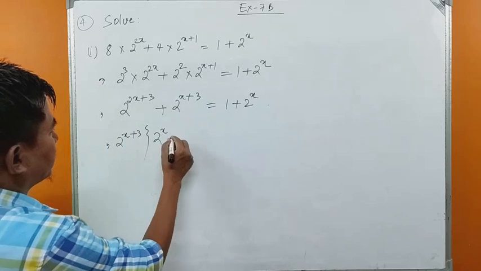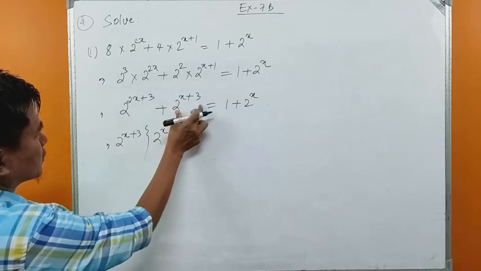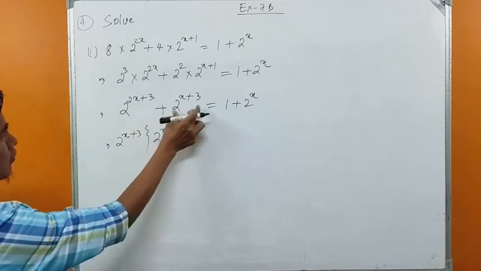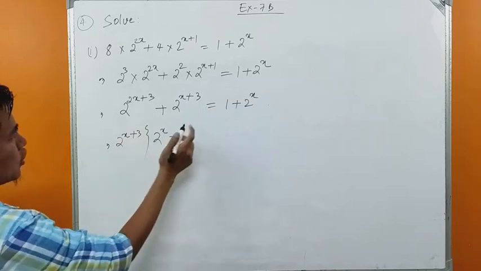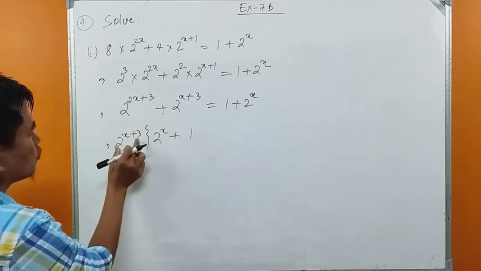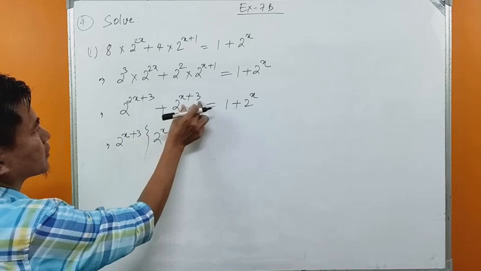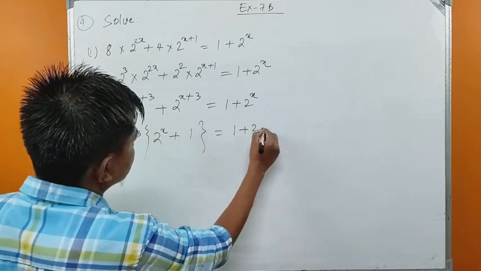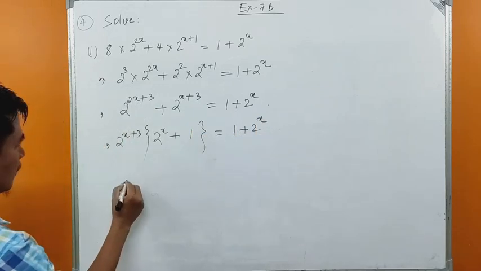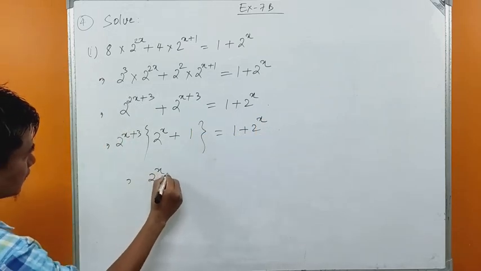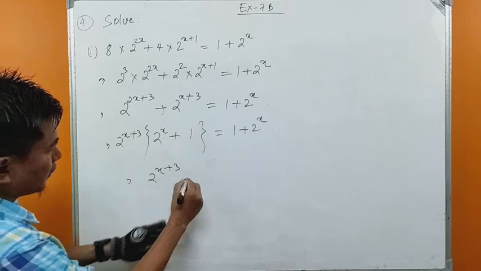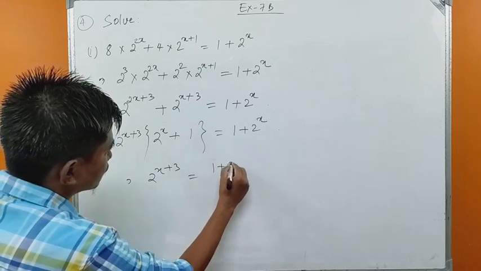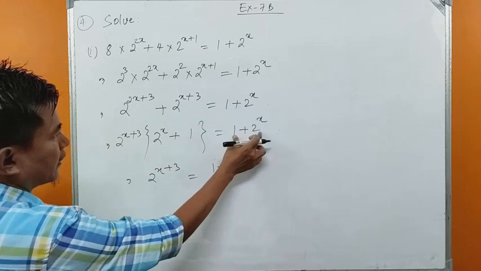Similarly, plus this 2 to the power x plus 3 is taken common out, isn't it? 2 to the power x plus 3 is taken common out, so I'll have 1 here. 2 to the power x plus 3 into 1 gives us this number, equals to 1 plus 2 to the power x, or 2 to the power x plus 3 equals to 1 plus 2 to the power x, we have in the right hand side.